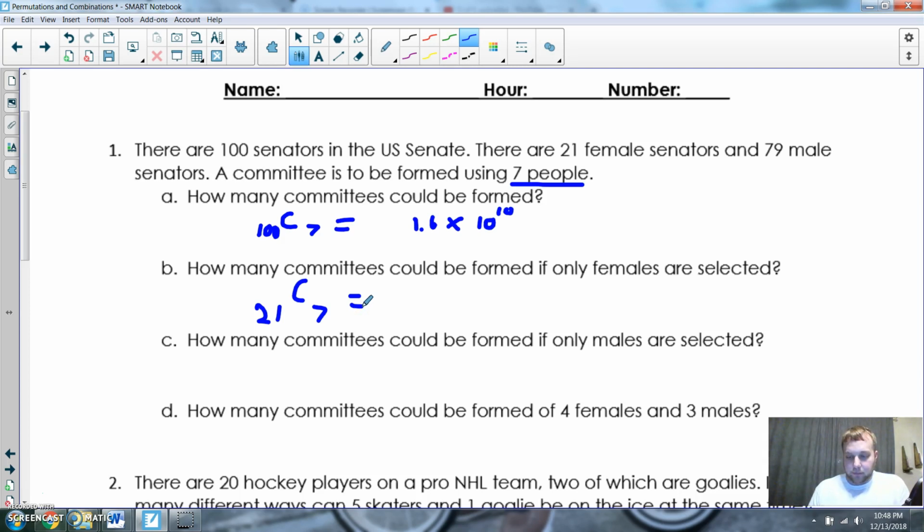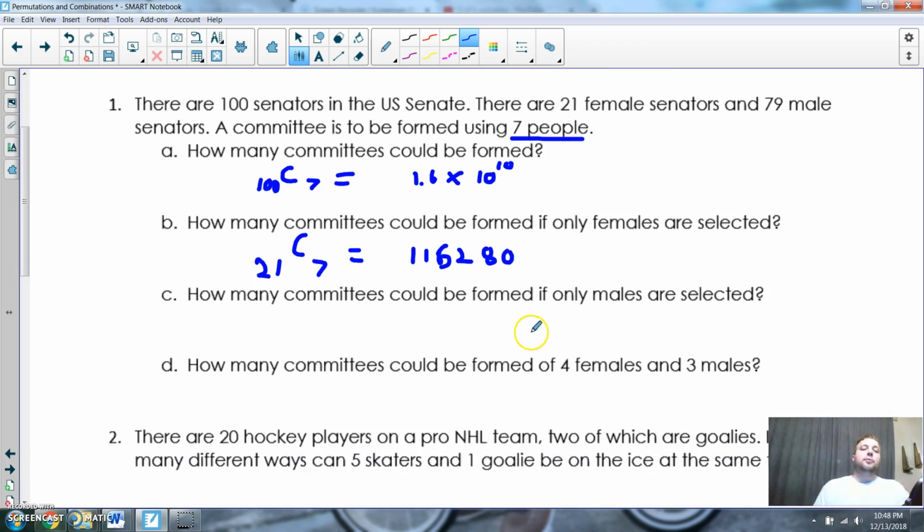21 C 7. And I got about 2, 8, 0. Alright.